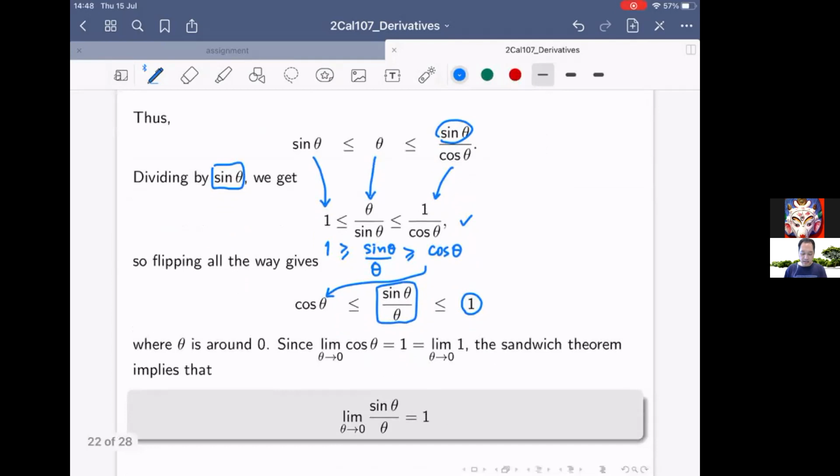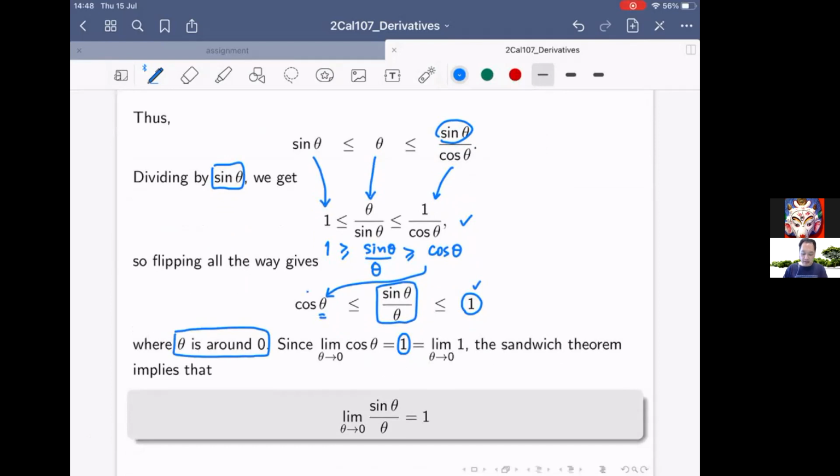So this one we can use the squeeze theorem, right? We can use the squeeze theorem, and you let your theta go to 0. So as your theta goes to 0, the cosine theta, the cosine of 0, don't forget, is 1. And this one, of course, the limit of a constant is 1.